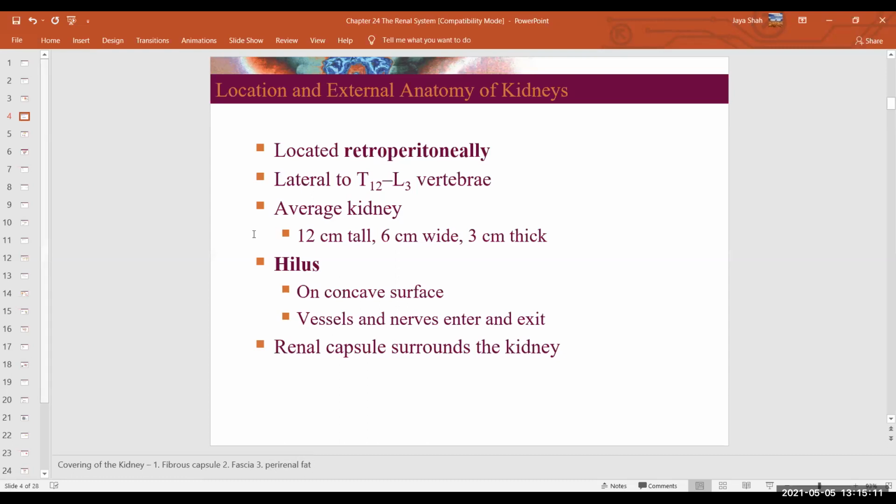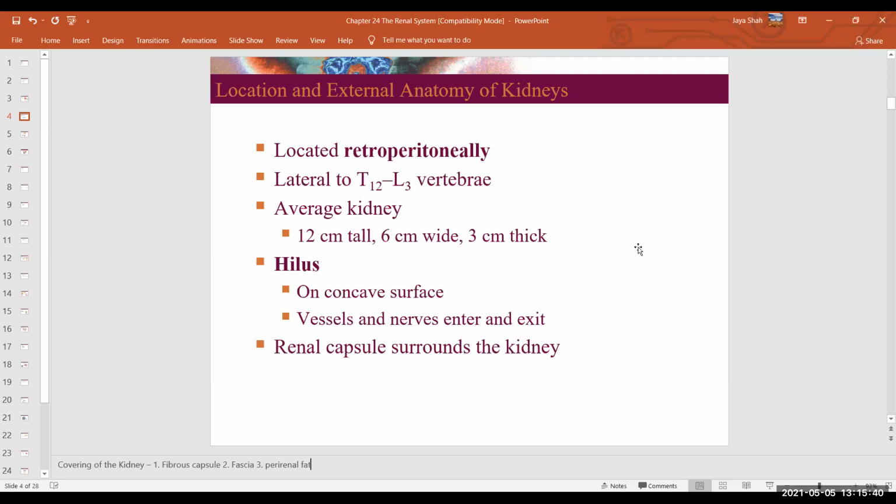Okay. So they are located retroperitoneally, and these are the layers which protect them even though they are not covered by the peritoneum. They are lateral to T12 to L3 vertebra, and the right side of the kidney is slightly lower than the left because on the right side there is the diaphragm over the kidney. Average kidney size is 12 centimeter tall, 6 centimeter wide, and 3 centimeter thick.